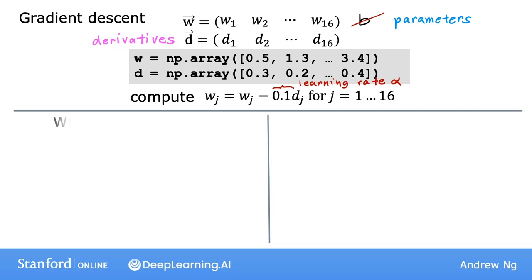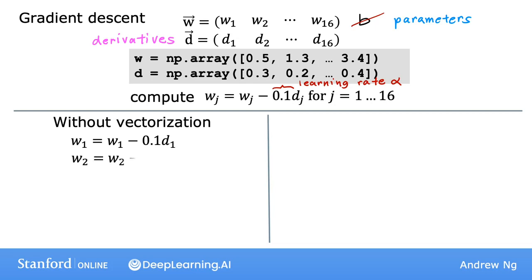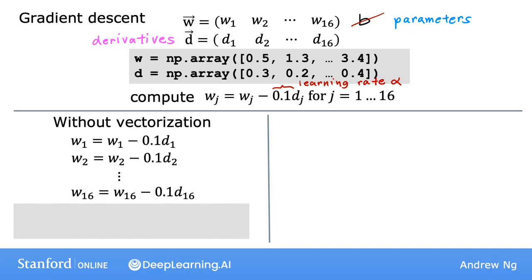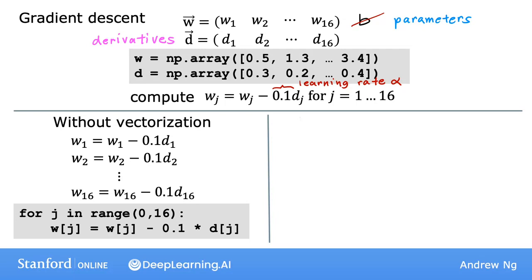In code, without vectorization, you would be doing something like this. Update w1 to be w1 minus the learning rate 0.1 times d1. Next, update w2, similarly, and so on through w16, updated as w16 minus 0.1 times d16. In code without vectorization, you could use a for loop like this. For j in range 0, 16, that again goes from 0 to 15, set wj equals wj minus 0.1 times dj.